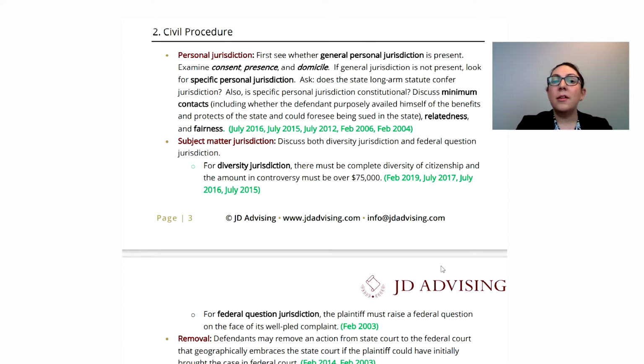Subject matter jurisdiction is another commonly tested topic. Often when they test subject matter jurisdiction, they want you to discuss both diversity and federal question jurisdiction. More often than not, they test diversity jurisdiction. Federal question jurisdiction has not come up nearly as often, but it's still a good idea to mention both.